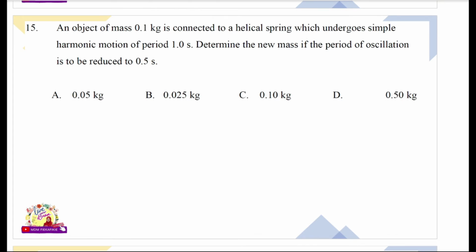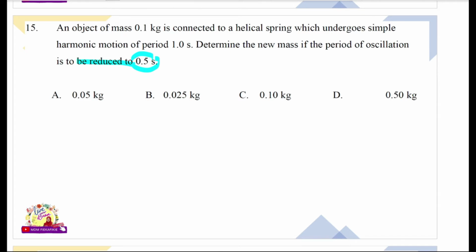Okay, so we have an object of mass 1 kg is connected to a helical spring which undergoes simple harmonic motion of period 1 second. So determine the new mass if the period of oscillation is to be reduced to 0.5 second. Okay, to be reduced to maksudnya dia berkurang sehingga 0.5 second. Okay, bukan reduce by, reduce to. Okay, kalau reduce by dia berkurang sebanyak. Ini reduce to maknanya daripada berapa? 1 second dia reduce to 0.5 second. Okay, itu ada dua benda yang berbeza.